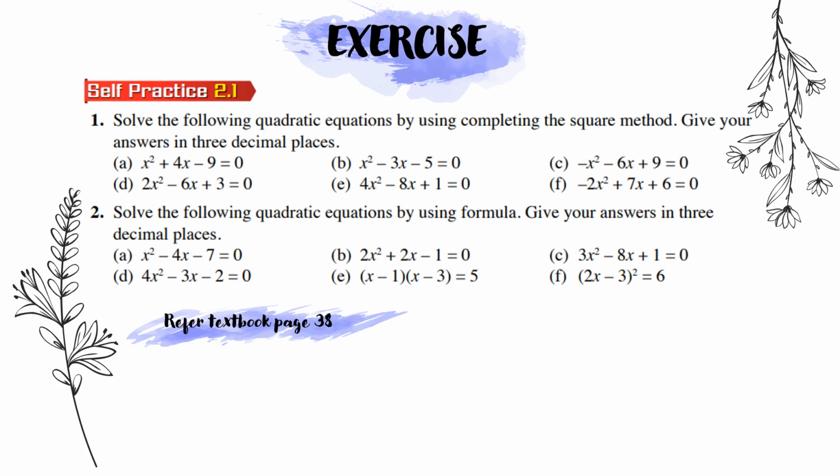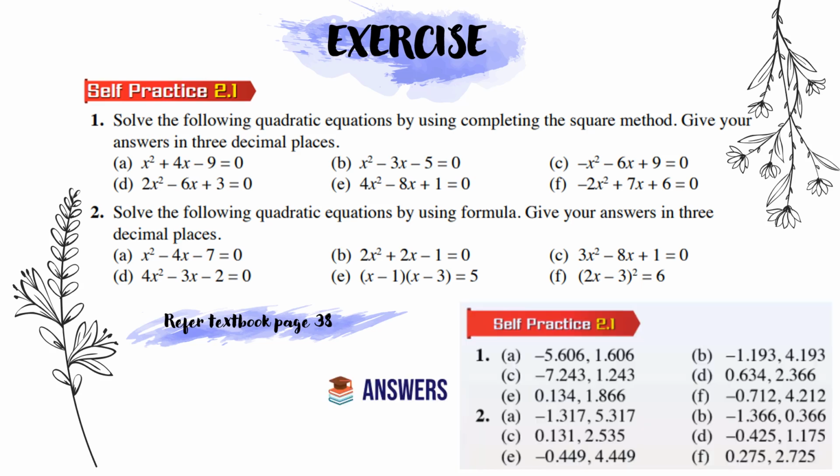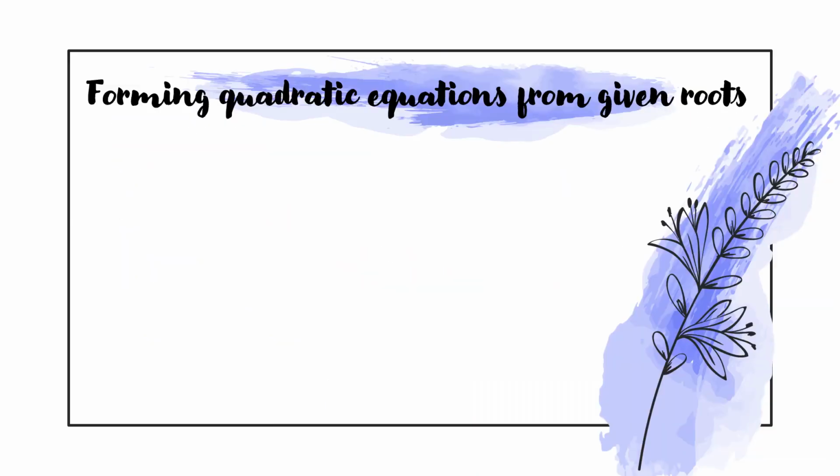Okay, since we already learned two methods, which are the completing the square method and using the formula, please do some practice 2.1. Solve the quadratic equation using completing the square method, and then for number 2, solve using the formula, and give your answer in 3 decimal places or in 4 significant figures. You can refer to textbook page 38, and then you can check your answer here. So this is the answer.